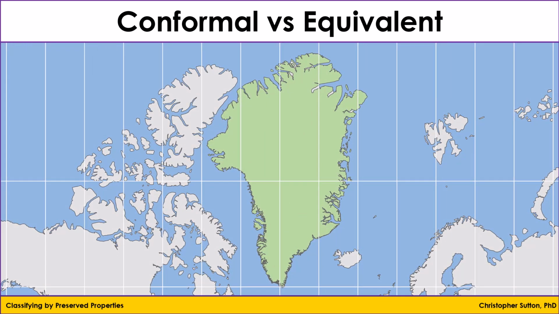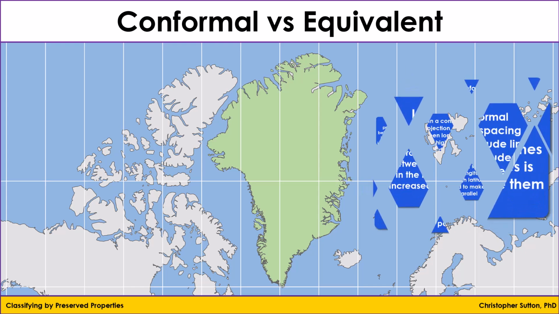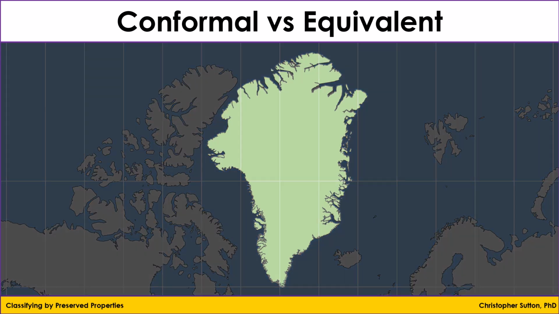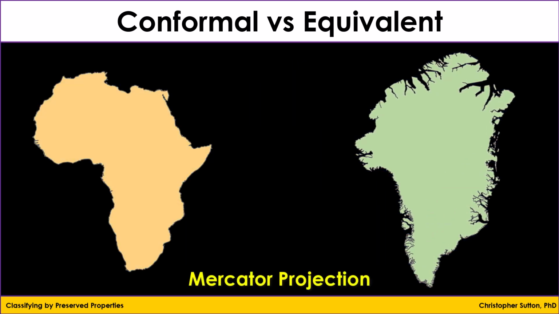On the globe, longitude lines are closer together in high latitudes compared to the low latitudes. In a conformal projection, longitude lines are equally spaced and parallel. Thus, a conformal projection artificially increases the distance between longitude lines at the high latitudes. As a result, the African continent and Greenland are very similar to each other in size on a conformal map projection. In fact, Greenland is actually drawn slightly larger than the African continent.